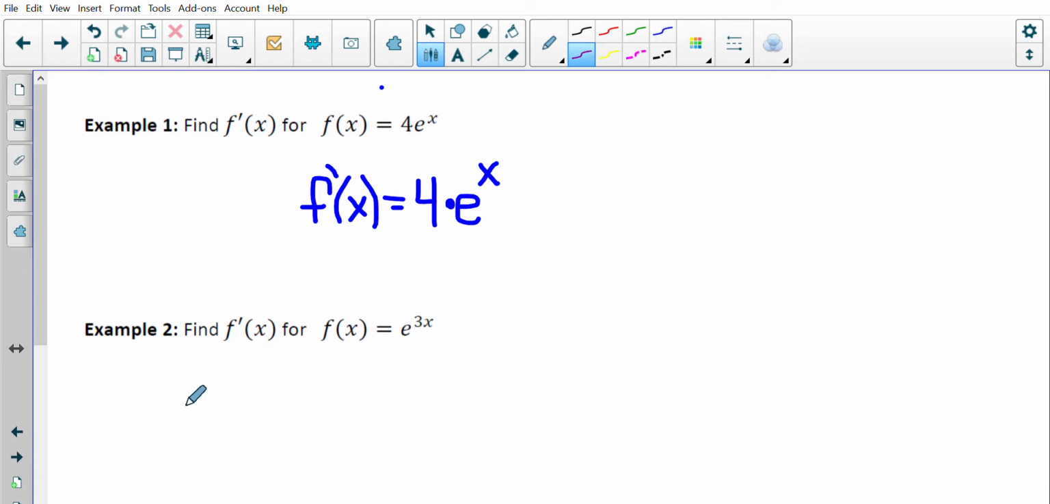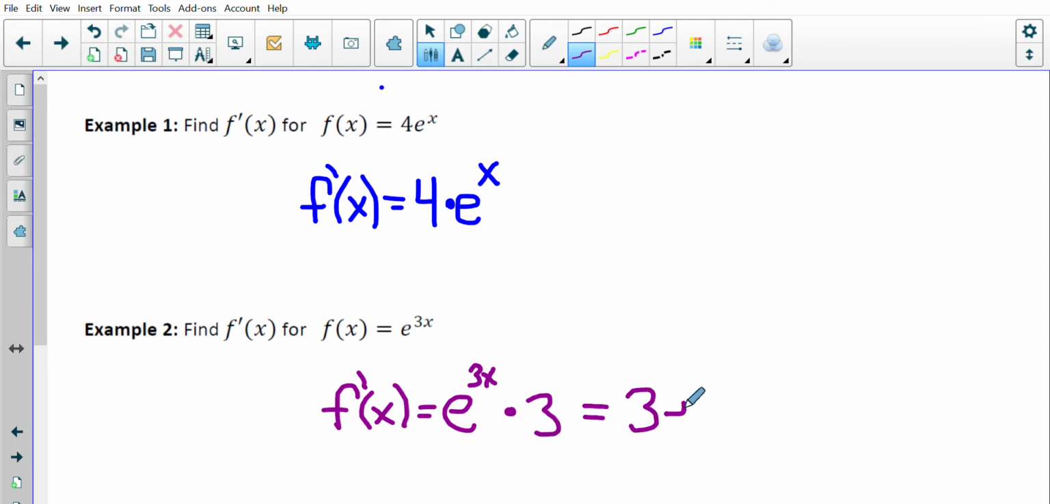All right, now a little bit different scenario here in example 2, where it says find the derivative of f of x. Now we have a function that's not just a plain old x for our exponent. So again, I want to find the derivative. And so we have our original function first, e to the power of 3x. And then you take the derivative of the exponent, which is just going to be a 3. And so really our derivative would be 3e to the power of 3x.